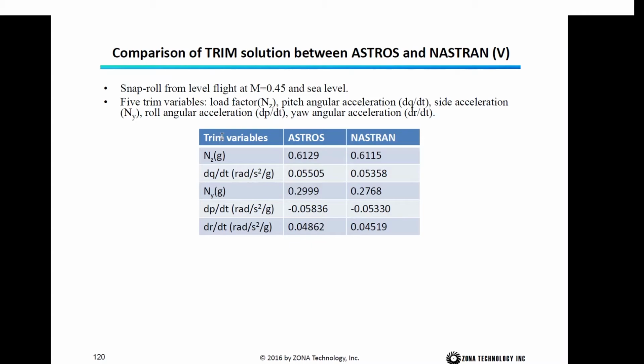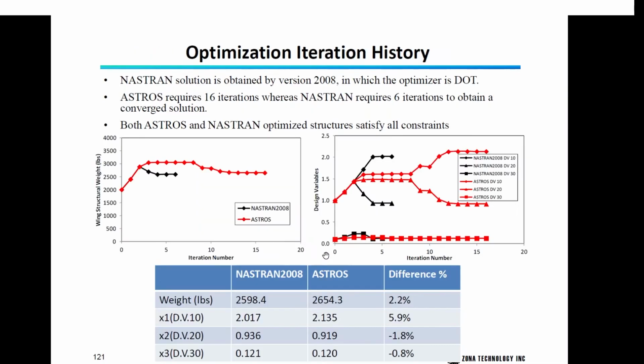And the last one is a snap roll from level flight at Mach 0.45 and sea level, and we have NZ, Q dot, NY, P dot, R dot as the design variable, I mean the trim variable, and this is the solution between those two software.